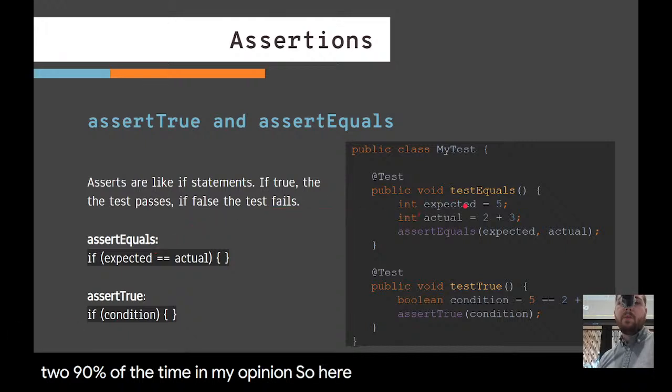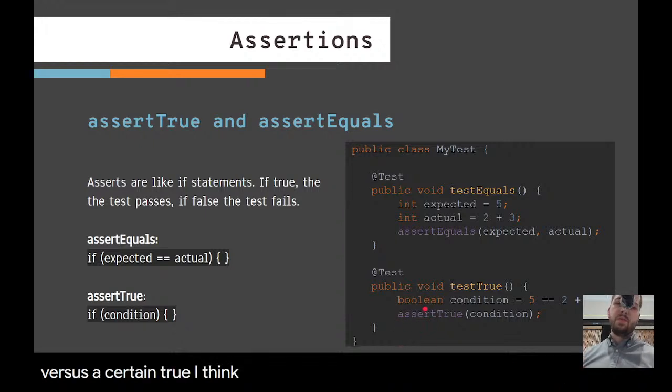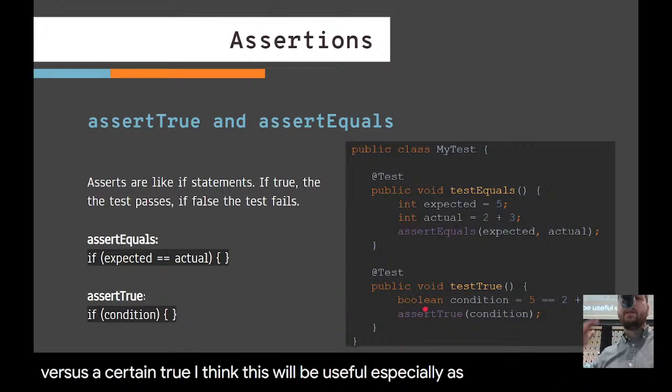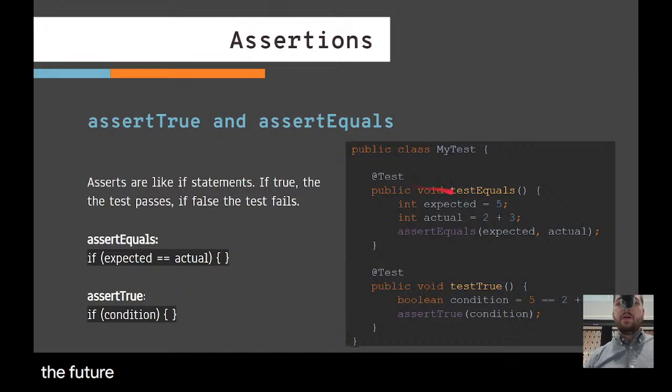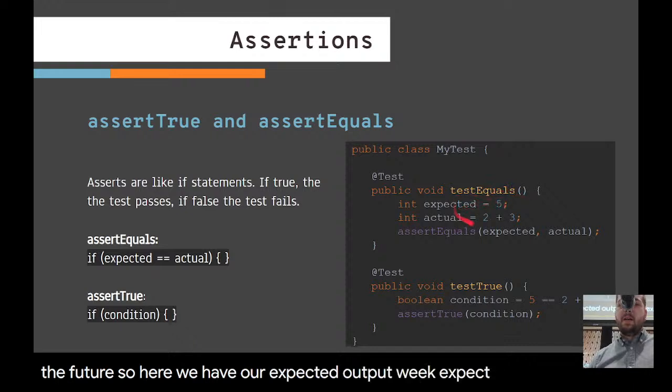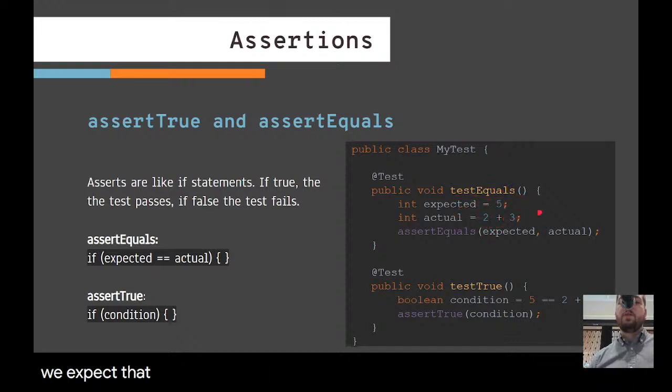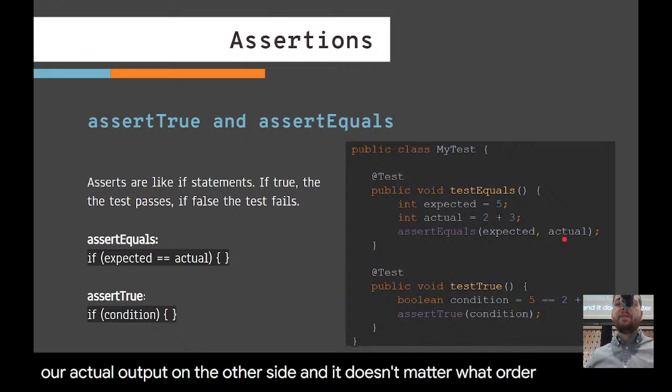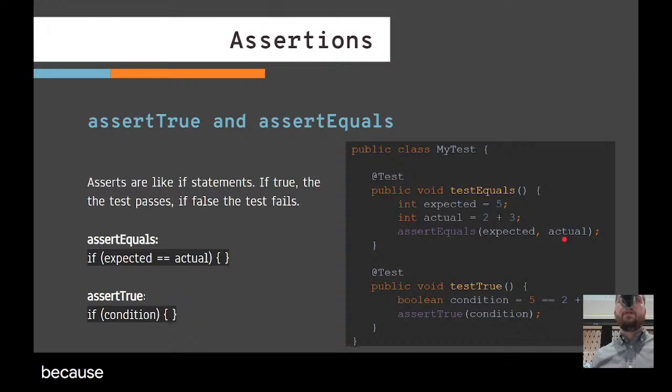So here is an example of assert equals versus assert true. I think this will be useful, especially as we're writing tests in the future. Here we have our expected output. We're essentially saying we expect that 2 plus 3 equals 5. We put our expected output on one side and our actual output on the other side. It doesn't matter which order they're in because you're comparing if they're equal or not.